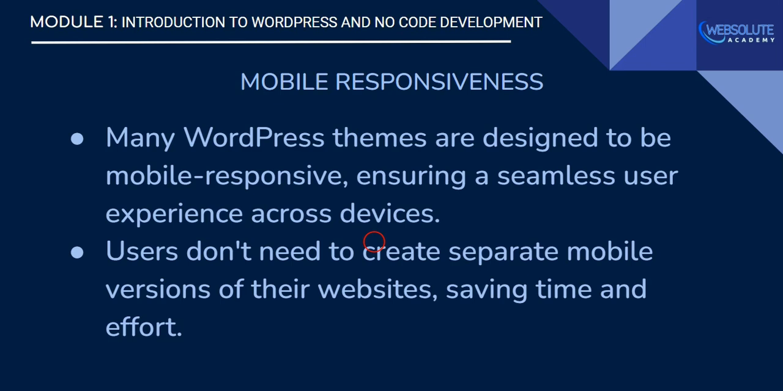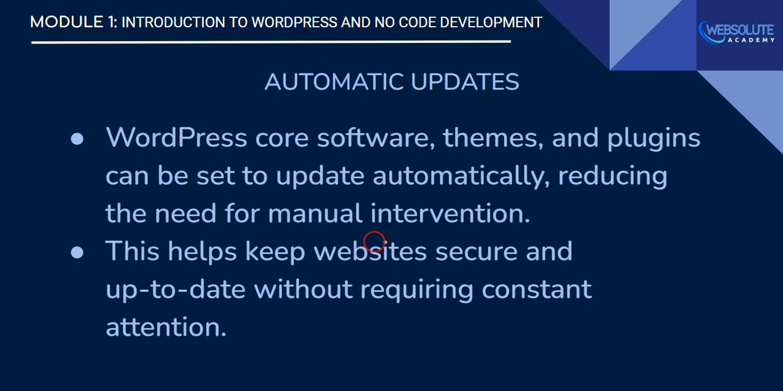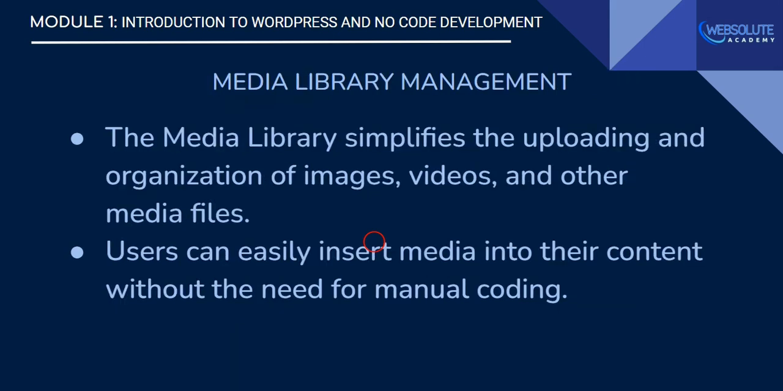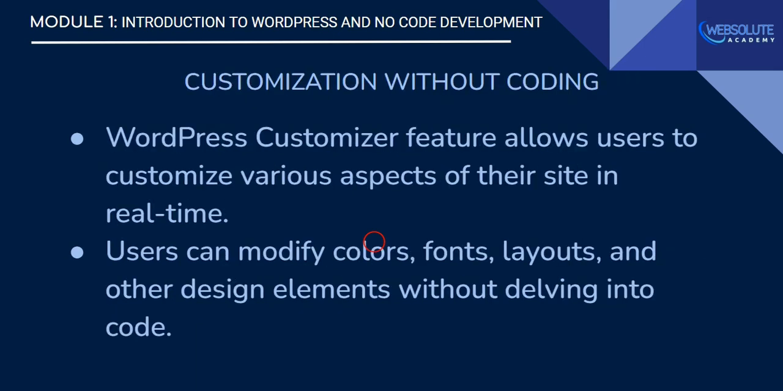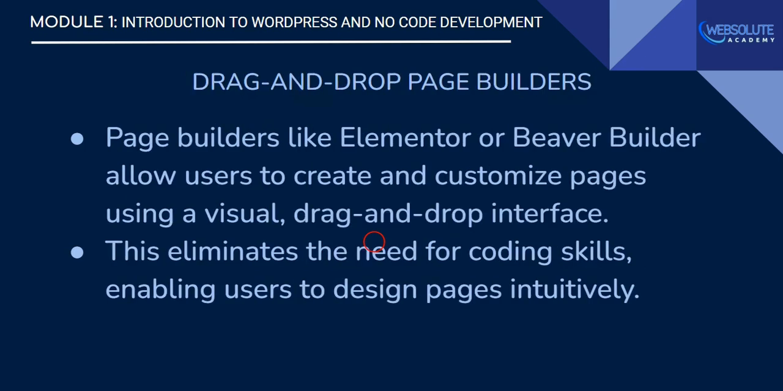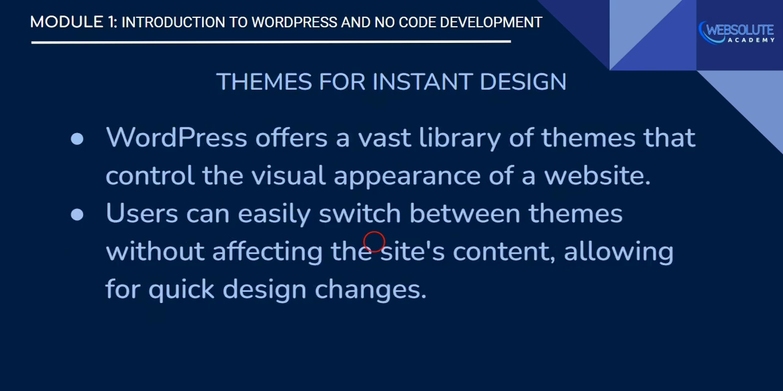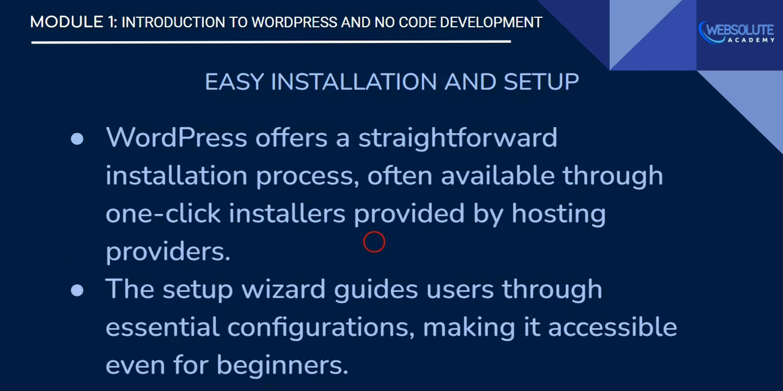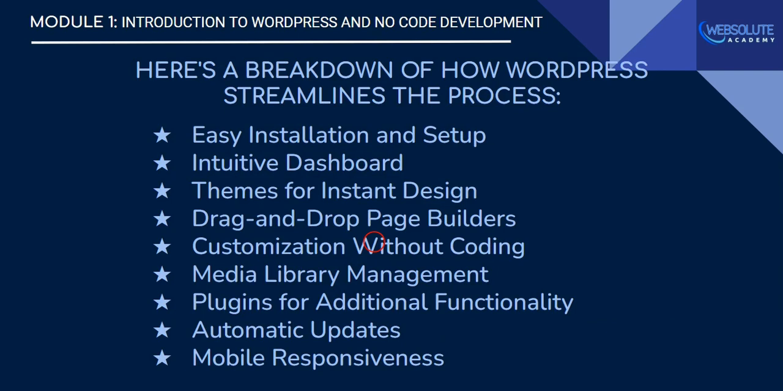So from this, I think we discussed mobile responsiveness, automatic updates, plugins for additional functionality, media library management, customization without coding, drag and drop page builders, themes for instant design, intuitive dashboard, easy installation and setup. So those are the breakdown of how WordPress streamlines the process of website development and design.